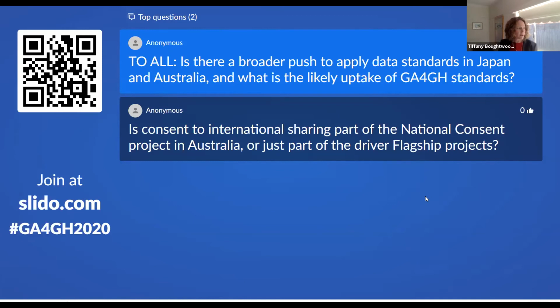And from the Australian Genomics perspective, our involvement in GA4GH has been so valuable because in contributing to the development of standards, we can ensure that they are fit for purpose to apply in Australia. And as a driver project, we're certainly very keen to promote and support implementation of GA4GH standards moving forward.